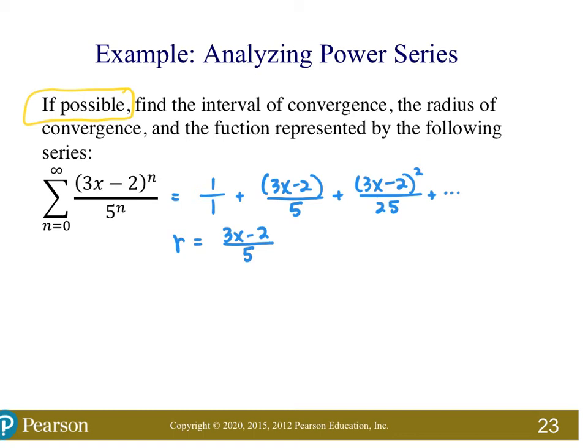So this appears to be geometric, and so assuming that 3x minus 2 over 5 stays less than 1 in its absolute value, then we can solve. So we multiply everything by 5, which is already positive. I divide everything by 3, again, which is positive.